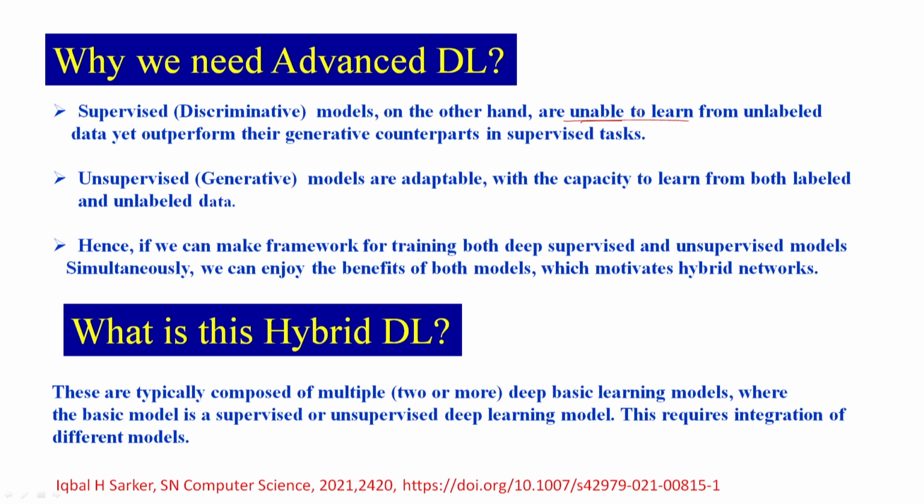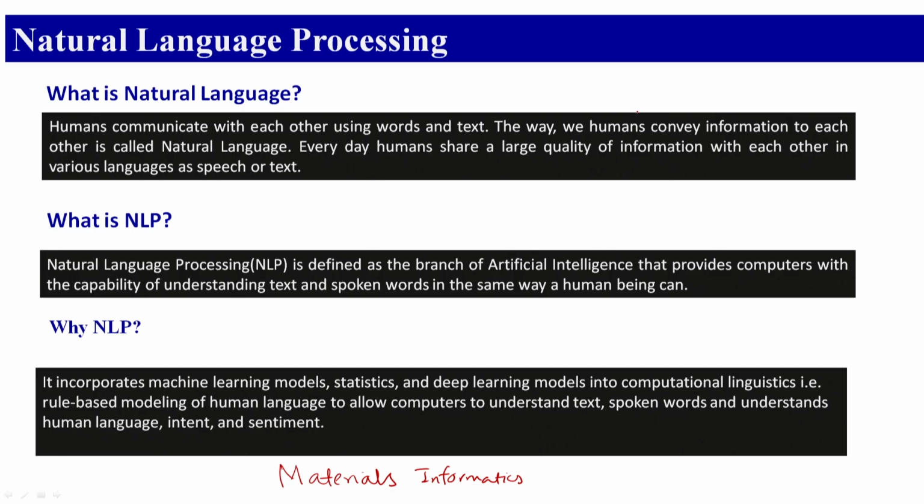That is why hybrid models came into the picture, and they typically consist of multiple deep learning models, where the basic model can be a supervised or unsupervised model, and then this can be integrated with other unsupervised or supervised models or with some classifier. We discussed it, and I do not want to go into details again. NLP is a kind of machine learning based approach, but it can also be adopted in deep learning algorithms too.